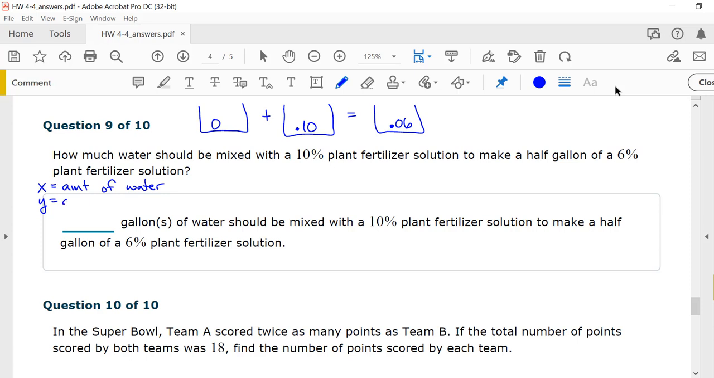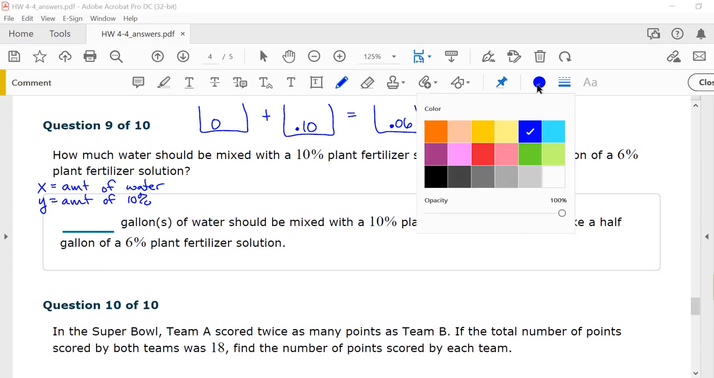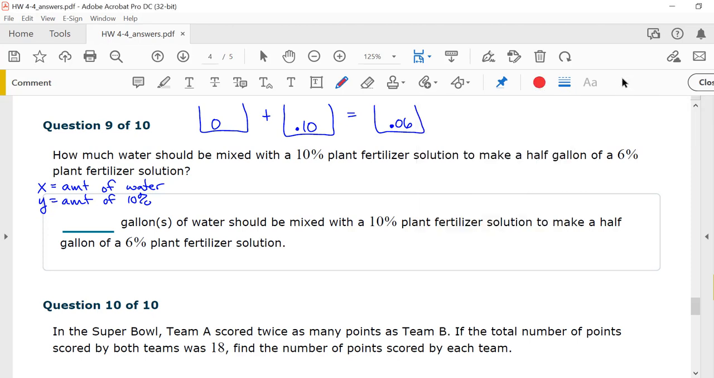Okay, let's let X be the amount of water and Y be the amount of 10%. We want to make half a gallon. So X plus Y has to equal 0.5, half a gallon. Now let's go get the concentrations. I have 0 times X plus 0.10 times Y will equal 0.06 times 1/2.